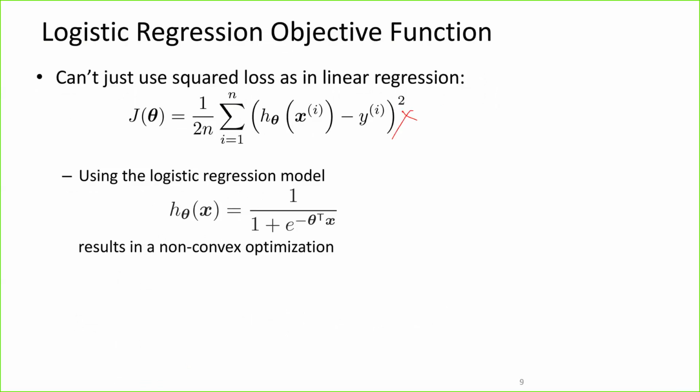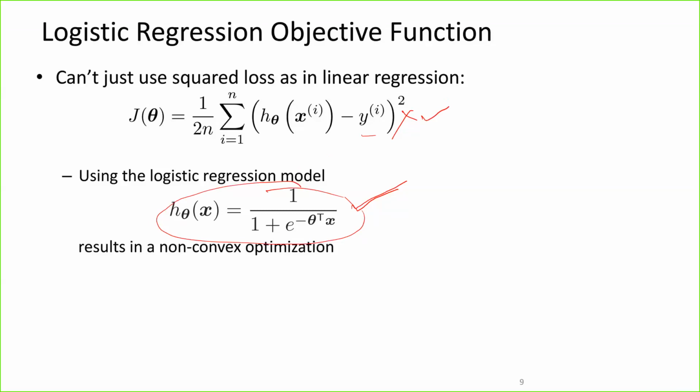What is the reason? The hypothesis representation now is a probability, and the yi value is either 0 or 1. The probability values are anyhow in the range of 0 to 1 only. Why not apply squared loss? The problem is that with this representation of the hypothesis, if you go for the squared loss function, it will result in non-convex optimization.